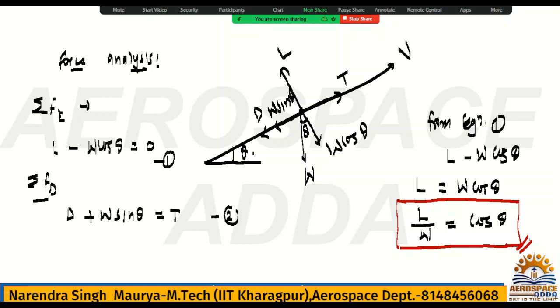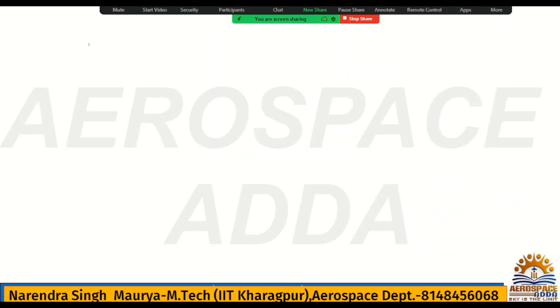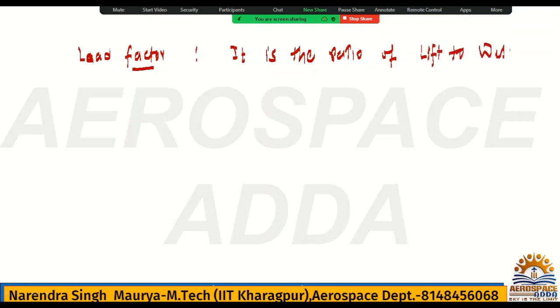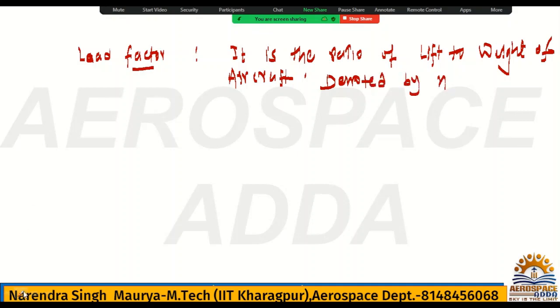Now, load factor, you might have heard earlier, I had not discussed, I think, but here I'll write load factor. It is the ratio of lift to weight of aircraft. It is denoted by N. So now N is equal to what? L by W, and L by W, what you got here, is cos theta.